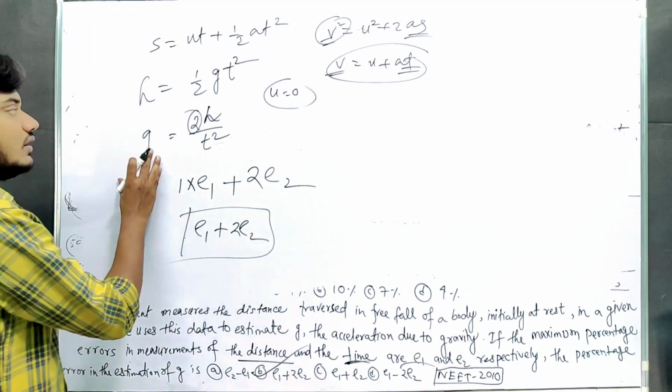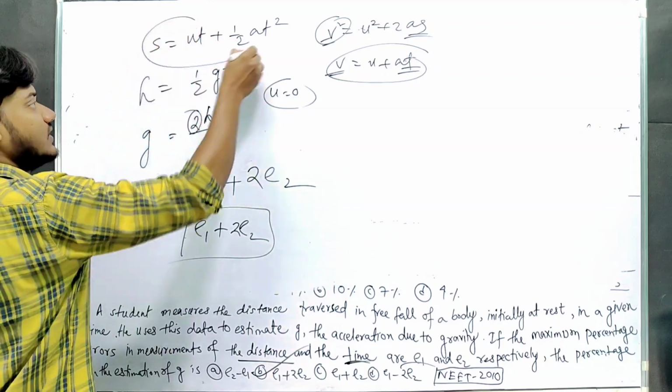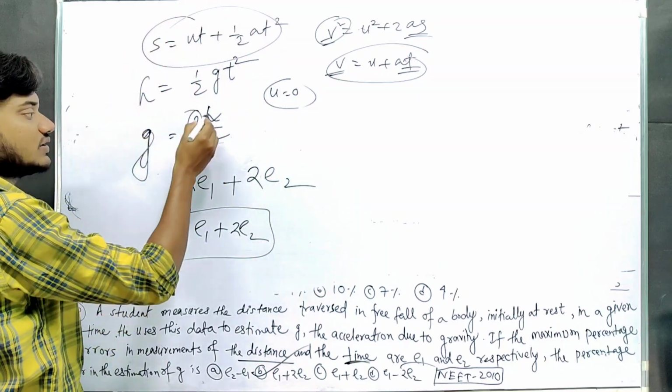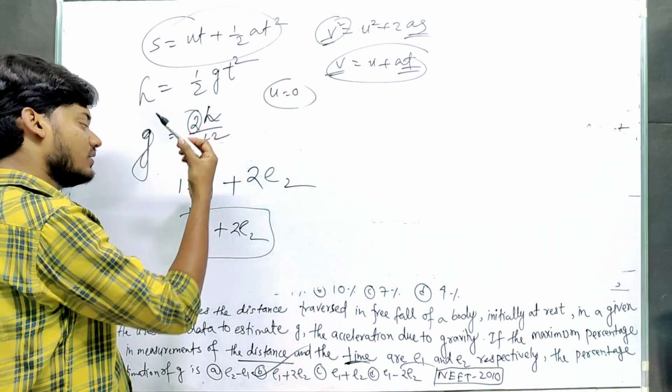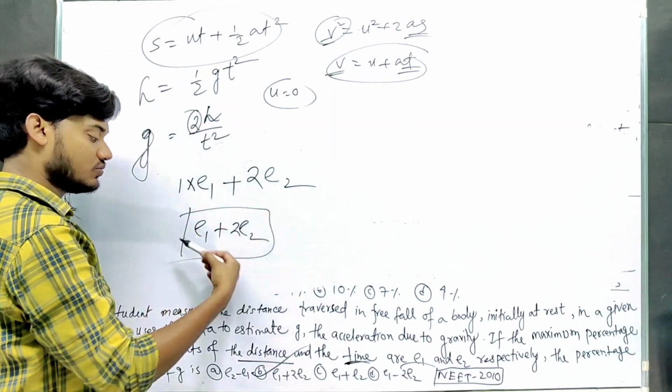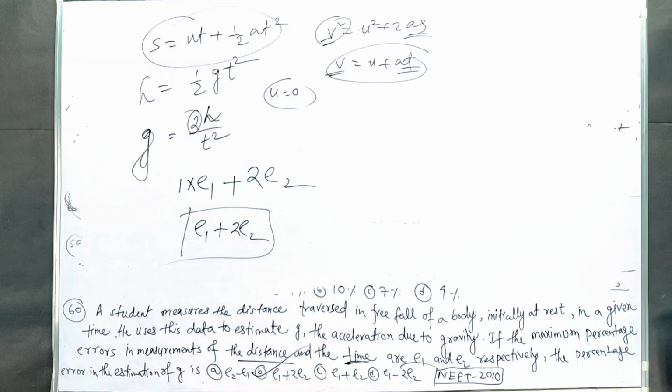Okay, from this equation, g equals 2h by t square. Now use power multiplied by percentage. Power 1, percentage e1, power 2, percentage e2. So the right answer is e1 plus 2e2.